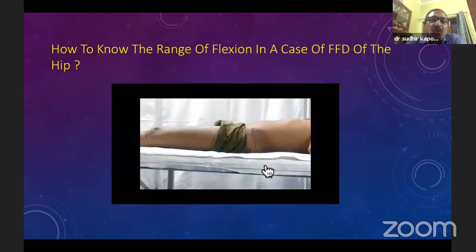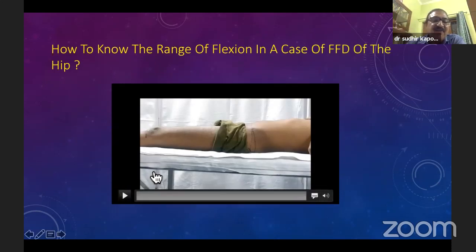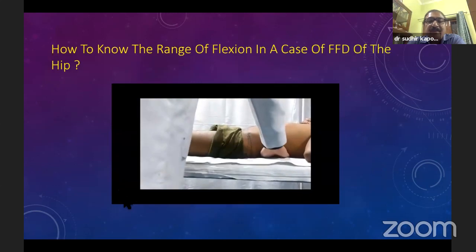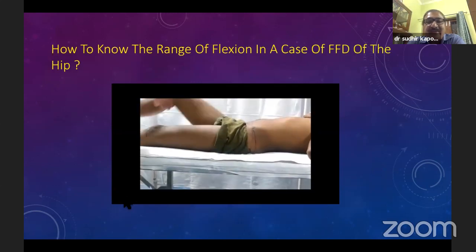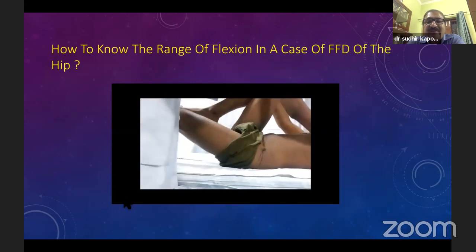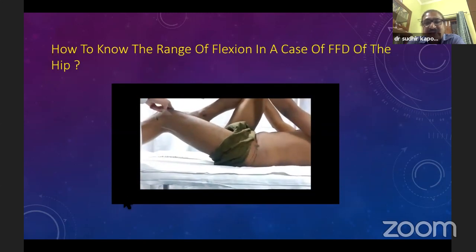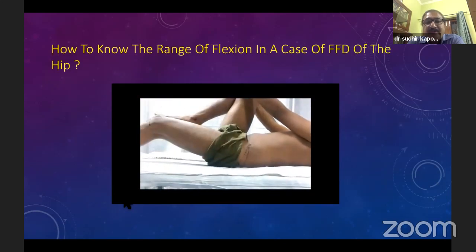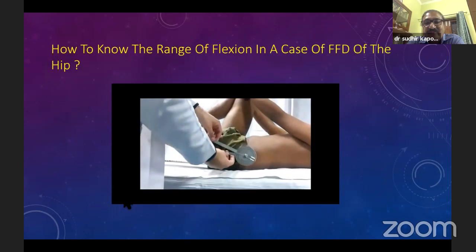Now, if you want to know what is the range of flexion in a case of fixed flexion deformity, basically, is there any flexion possible after fixed flexion deformity or not? Then this is a method to do this. Please see it carefully. First, the Thomas test is done in the same manner which I have shown to you. The normal hip is flexed. The flexion deformity becomes obvious. Just press to counter for any increased flexion deformity. Measure the flexion deformity.